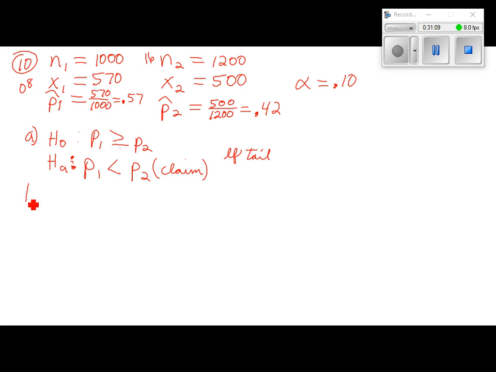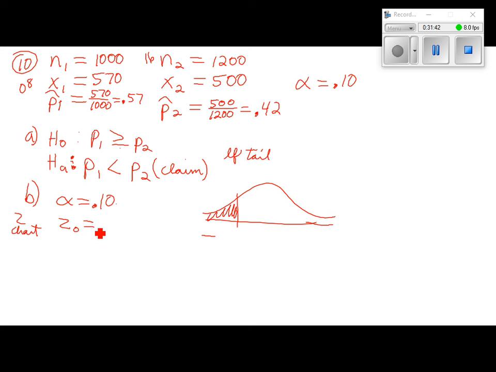Part B says find the critical values. Well, we're going to use the Z-chart this time. So we need to know alpha, which was 0.10. And since it's left-tailed again, we just look up that 0.10 in our Z-chart. We don't have to subtract from 1. We don't have to divide by 2 or nothing. We just look up that, and our answer should be a negative critical value when you find your Z sub 0 on that chart, whatever's closest to 0.10.